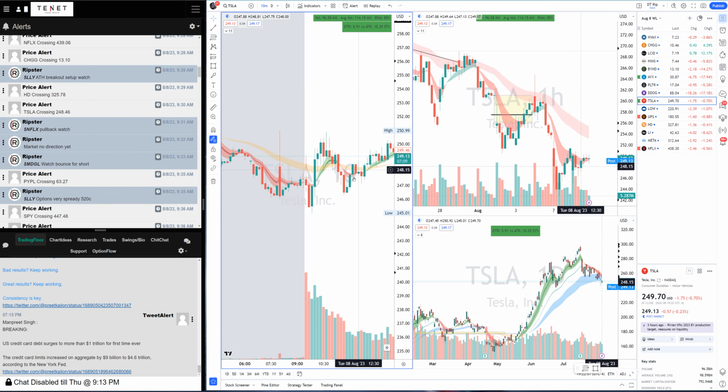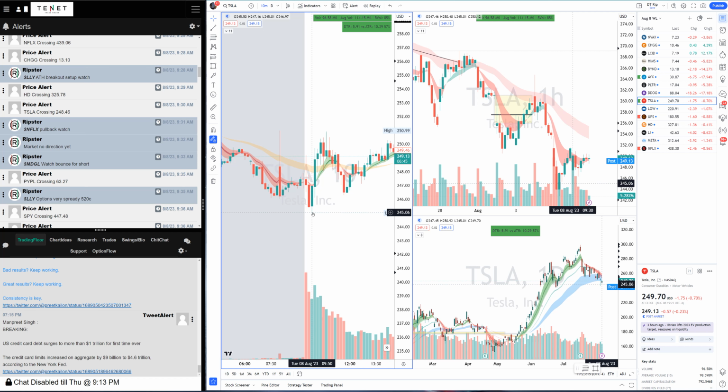So Tesla, my pivot was this 248 area. As long as that was failing, I was short. But I also said only add more short if 246 fails, right? So we were short, the 246 failed, we added more, right? So the average was somewhere here, but then it started going up, right?